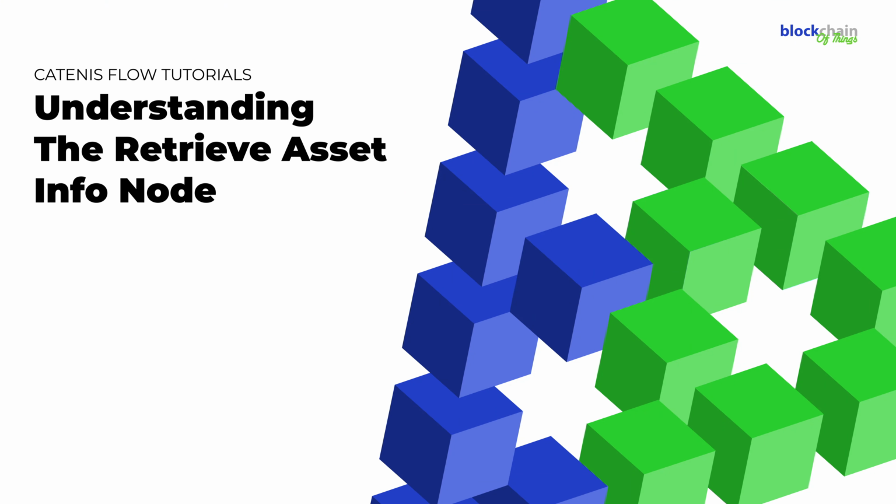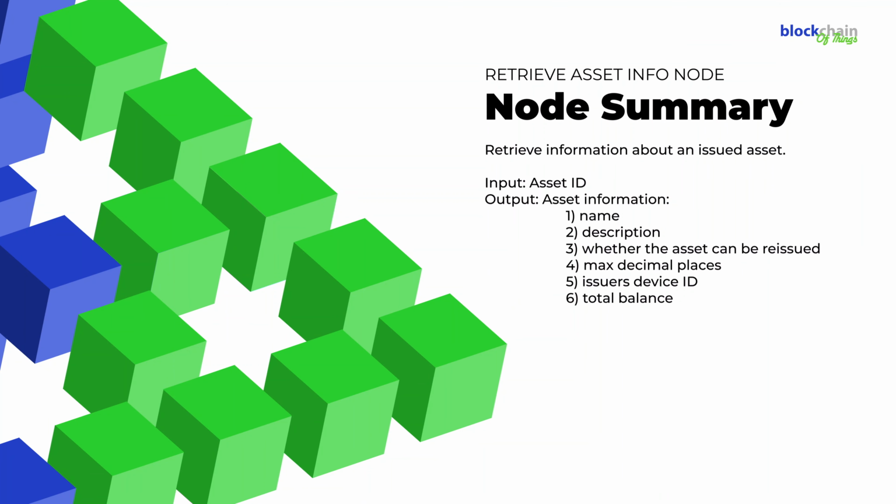In this tutorial, you will learn about the Retrieve Asset Info node and how it's used in Catenis Flow. The Retrieve Asset Info node can be used to retrieve detailed information about an issued asset. It takes the asset ID as an input and returns 6 pieces of information about the asset, including the asset's name, description, whether it can be reissued, the maximum number of decimal places it can be divided into, the device ID of the issuer, and the total balance.